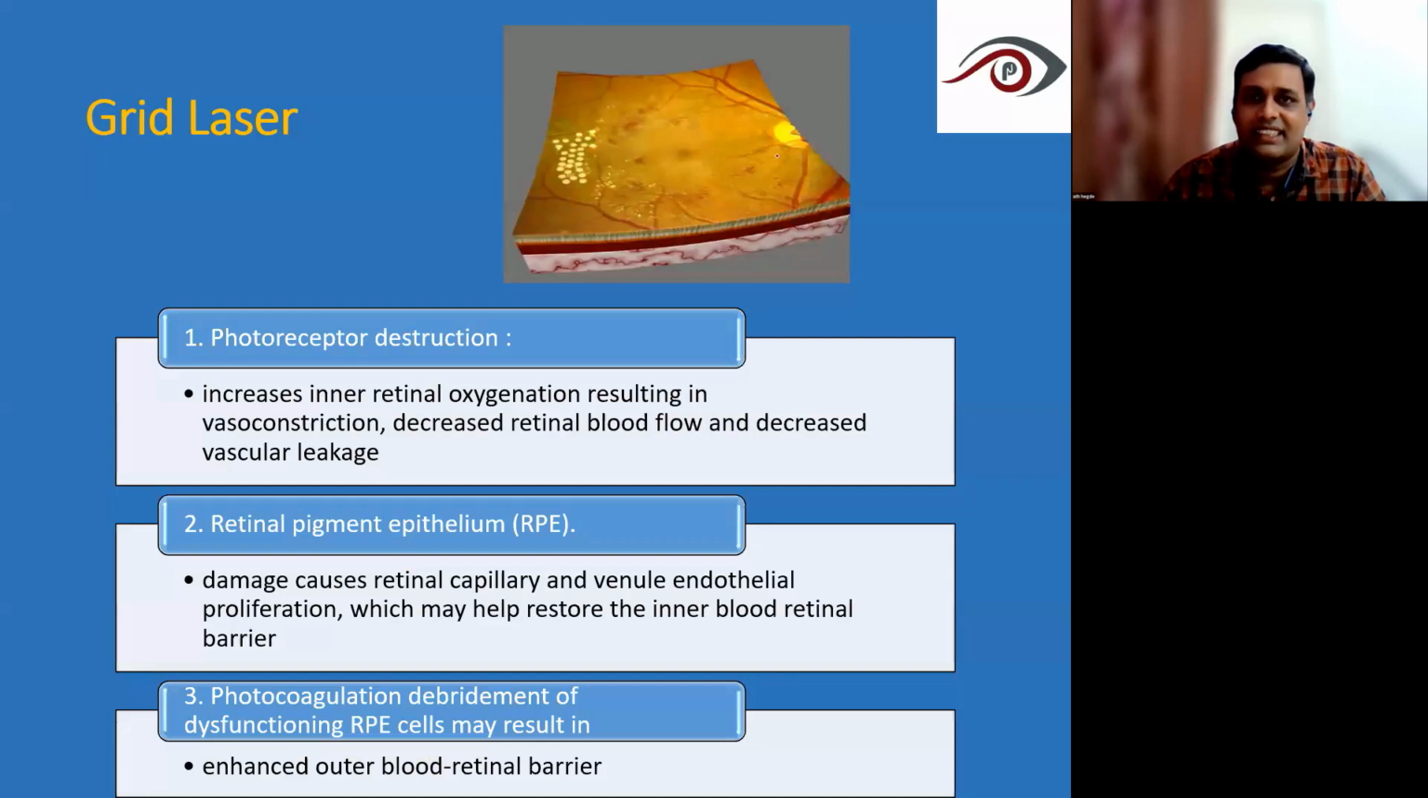Now coming to the grid laser. We usually do the grid laser in cases of macular edema that is not resolving. Nowadays, after the advent of intravitreal injections and steroids, the need for grid laser and focal laser has decreased, but there are certain conditions where the macular edema is not resolving or the patient requires many injections. At that time we do the grid laser, which mainly works by photoreceptor destruction. This destruction will close the retinal capillary and endothelial cells in that area, and it will enhance the outer blood-retinal barrier, which helps to decrease the macular edema.